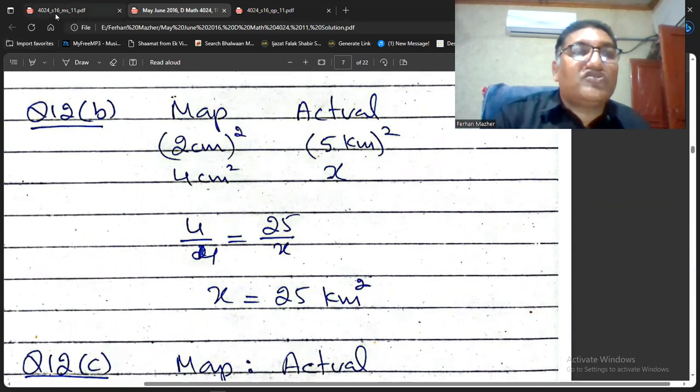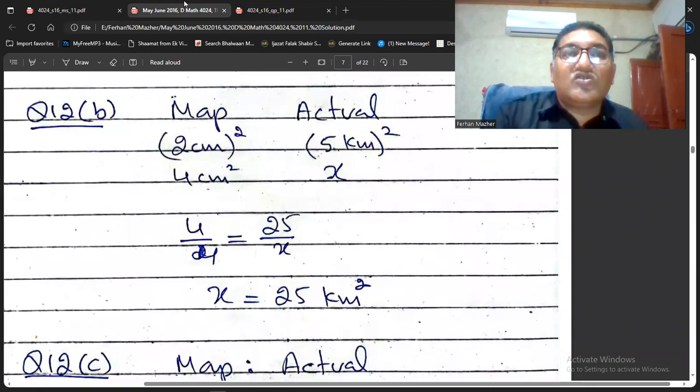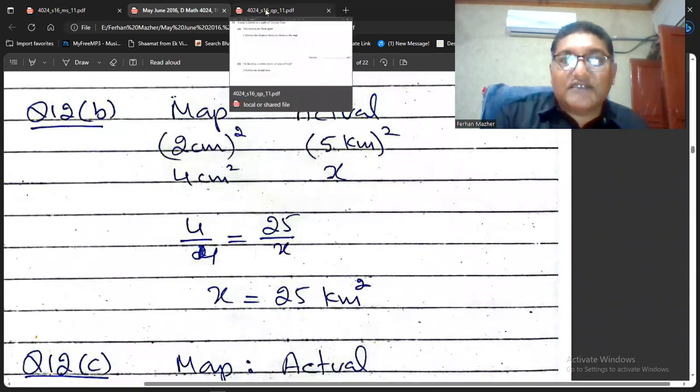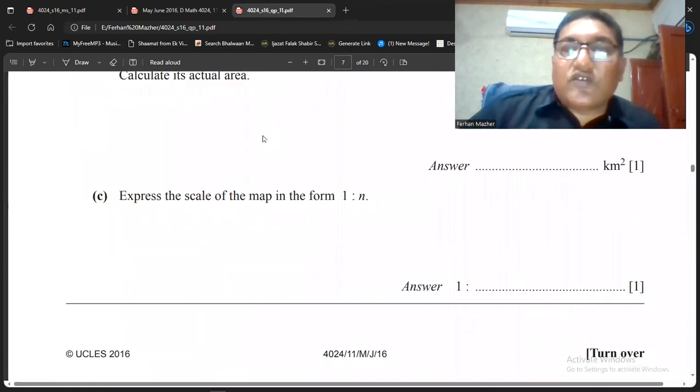So let's have a check. Check this from the marking. 25 is the right answer, sir. This is the solution of question number 12, which is B part. Okay, so now we are going to the next part, that is question number 12.